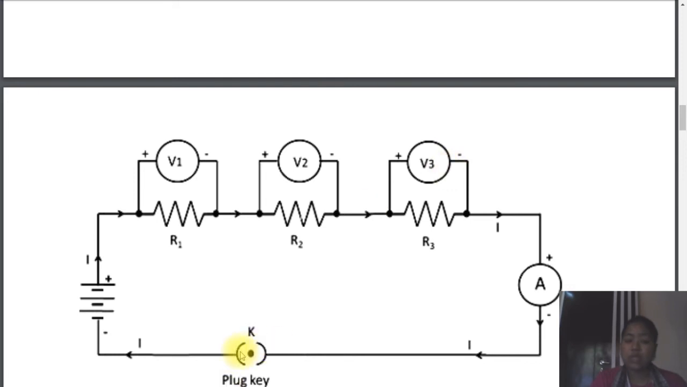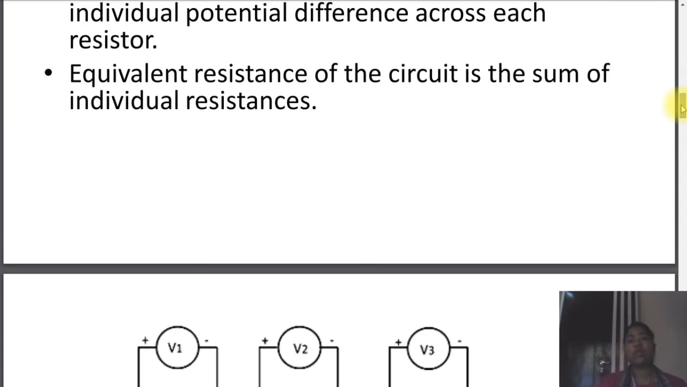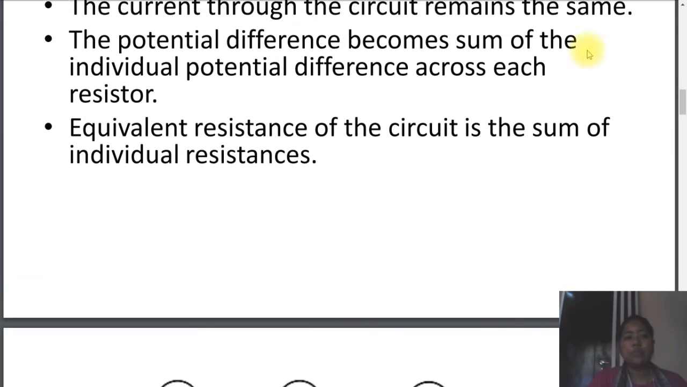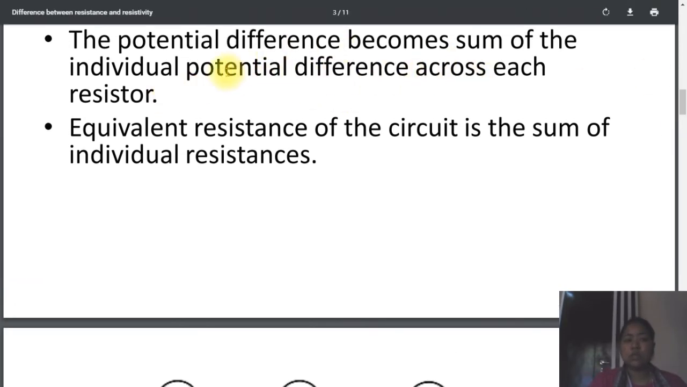That means if we have a potential of 12 volt, that 12 volt will be distributed among R1, R2 and R3. When we add these three values, we again get the value of 12 volt. I hope you understand the concept. The rest of the phenomena we will understand through some numerical problems. So the potential difference becomes the sum of the individual potential differences.